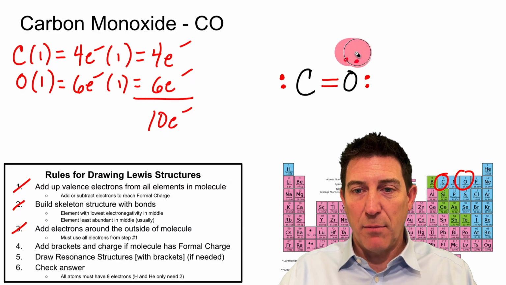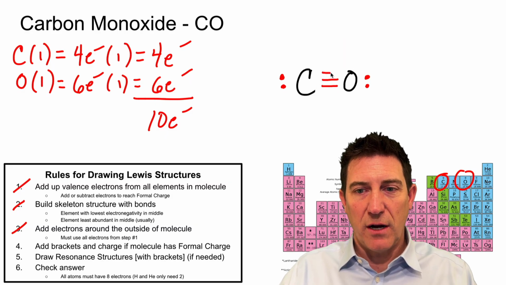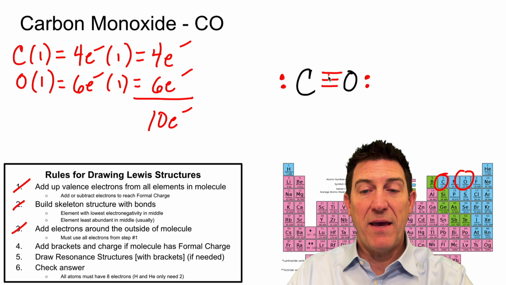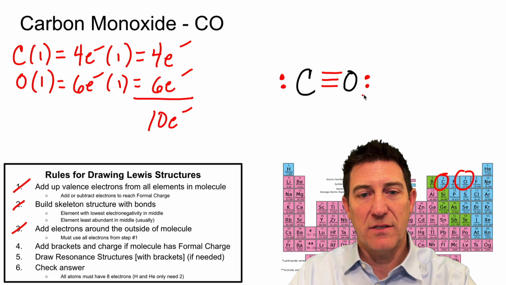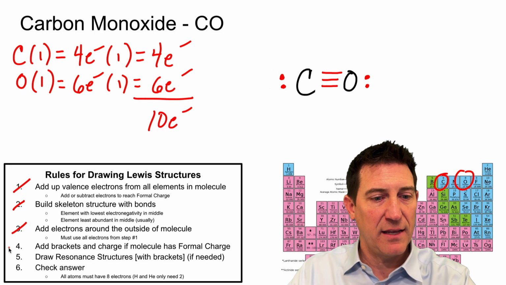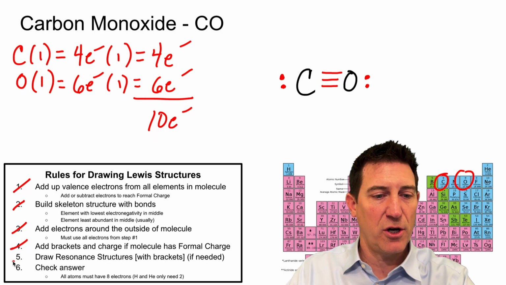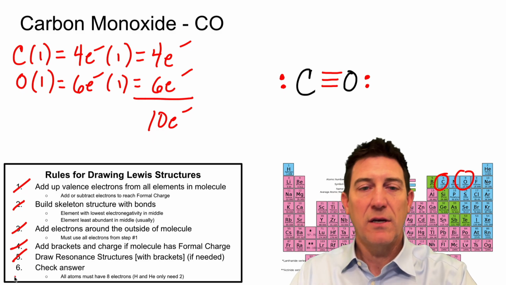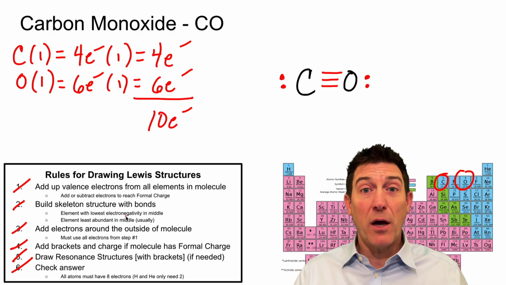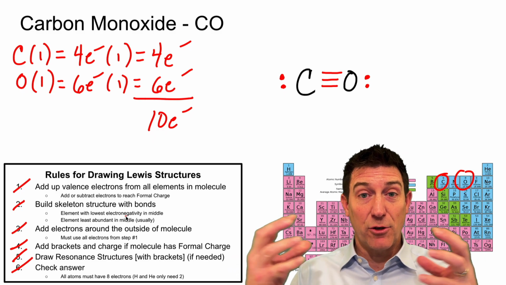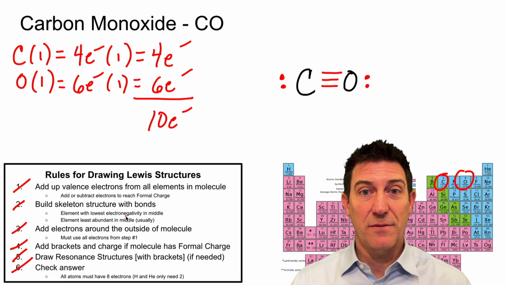We can't just invent them, but we can say, hey, what have you shared? Well, look what we've just done. We've made a triple bond between the carbon and the oxygen. They're sharing 2, 4, 6 electrons. And they each have a lone pair on the outside. That's still a total of 10 electrons. It does not have a formal charge. It does not have resonance structures. And we just checked our answer. So carbon monoxide is held together by a triple bond between carbon and oxygen.